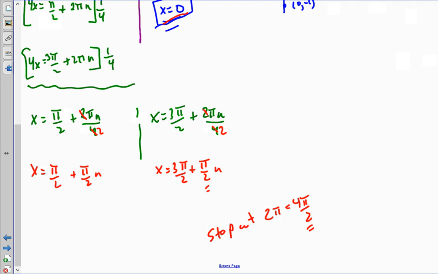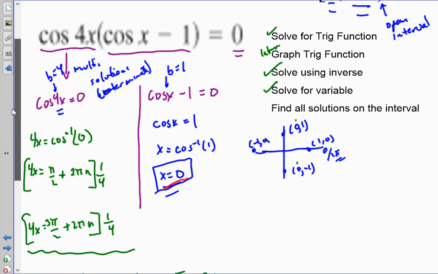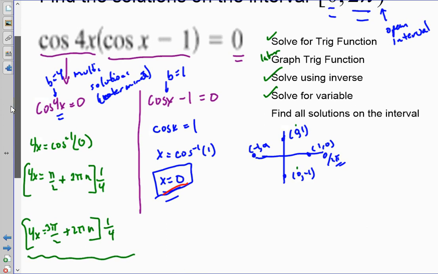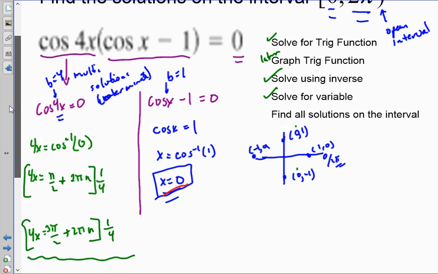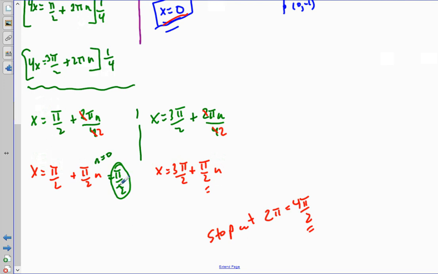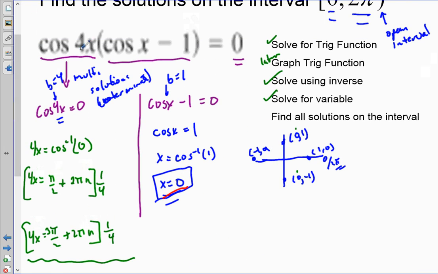We're going to start out here. Start with this one. When n equals 0, we know our value is going to be pi over 2. So that will work out. Okay, so cosine of pi over 2. Cosine of pi over 2 is going to be 0. Hang on one second. Let me just check this out.